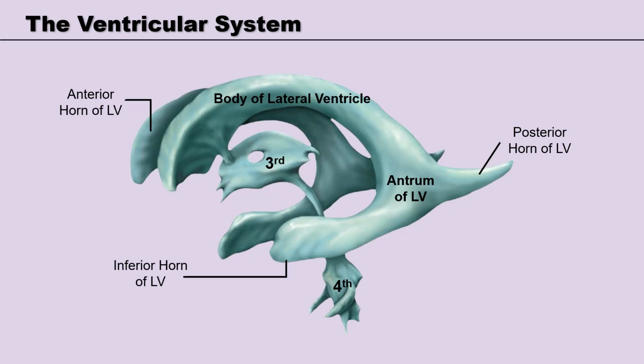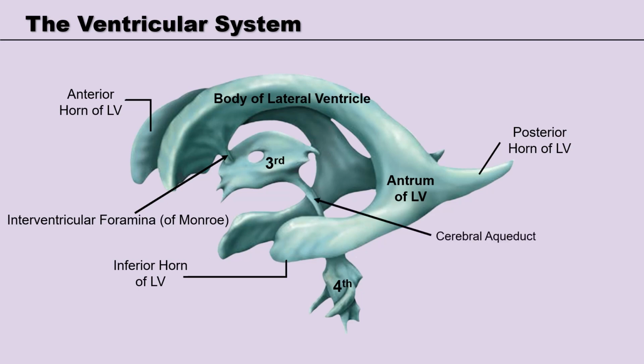Connecting the lateral ventricles to the third ventricle are these little tubes called foramen of Monro, or interventricular foramina. And connecting the third ventricle to the fourth ventricle is a singular duct called the cerebral aqueduct.